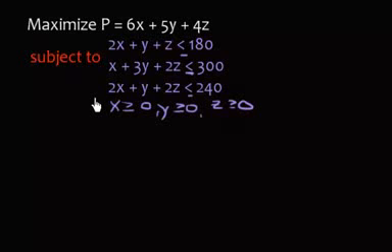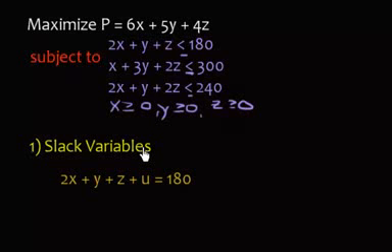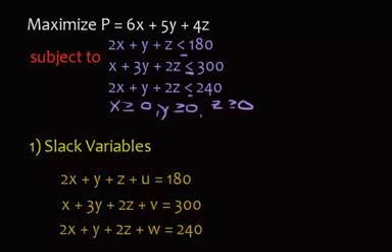First thing we need to do, we need to introduce our slack variables. So we're going to take each inequality and add a slack variable, like this one right here, u, so that I can turn them into an equation. Alright, so there's our first one. Let's take a look at the second one. So I have my x plus 3y plus 2z plus v. So here's my second slack variable, v. And then I have one more inequality, which is 2x plus y plus 2z now plus w for my additional slack variable. So now we have three slack variables, u, v, and w.